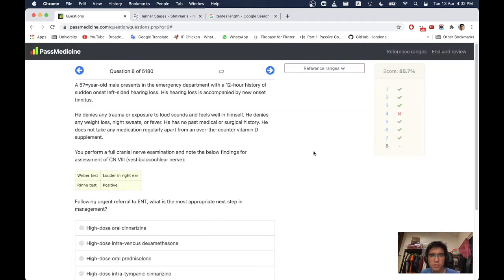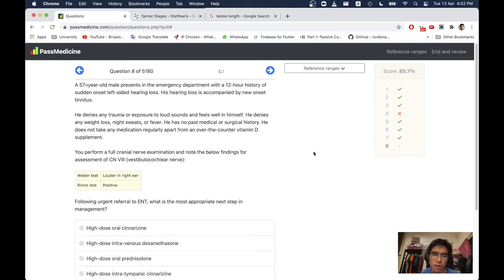Next question. A 57-year-old male presents to the emergency department with a 12-hour history of sudden onset left-sided hearing loss. His hearing loss is accompanied by new onset tinnitus. He denies any trauma or exposure to loud sounds and feels well in himself. He denies any weight loss, night sweats, or fever. He has no past medical or surgical history. He does not take any medication regularly apart from an over-the-counter vitamin D supplement.